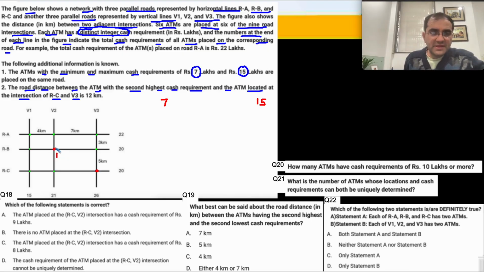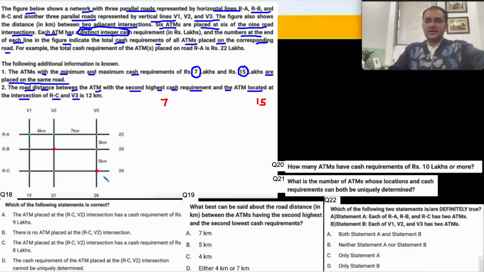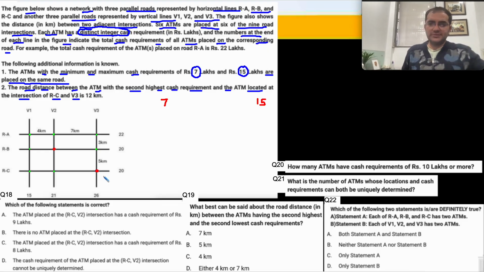Oh, एक चीज़ रह गई. ATMs with the minimum and maximum cash requirements are 7 and 15. They are placed on the same road. 7 and 15, whether it is on the horizontal line or on the vertical line, दोनों एक ही रोड पे आने वाले, इस बात का हमें ध्यान रखना है. 7 and 15 are definitely going to come together. ठीक है. चलो फाइन. नाउ 14 second highest value हो सकता है क्या?